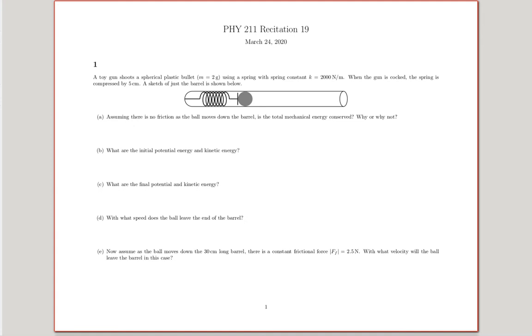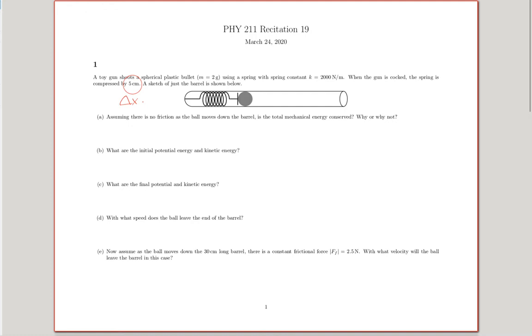So here we have a toy gun shooting a little plastic bullet down a tube with a spring. This compression distance, which I know I'm going to use, I'm going to call this delta x. Assuming that there is no friction as the ball moves down the barrel, is the total mechanical energy conserved?